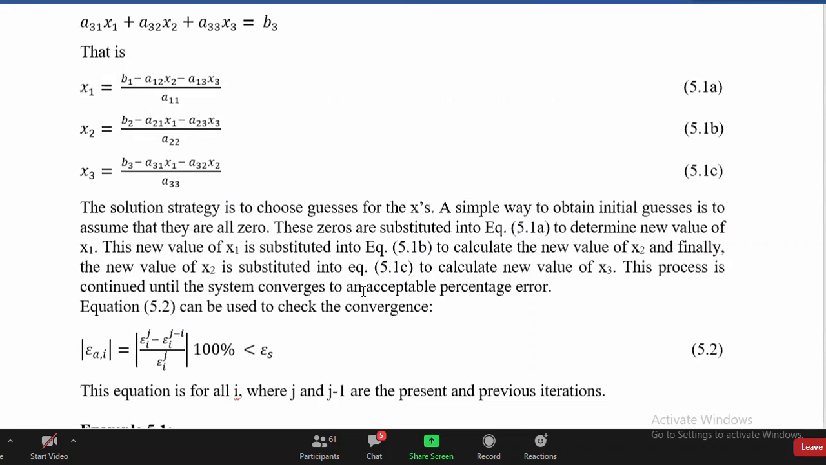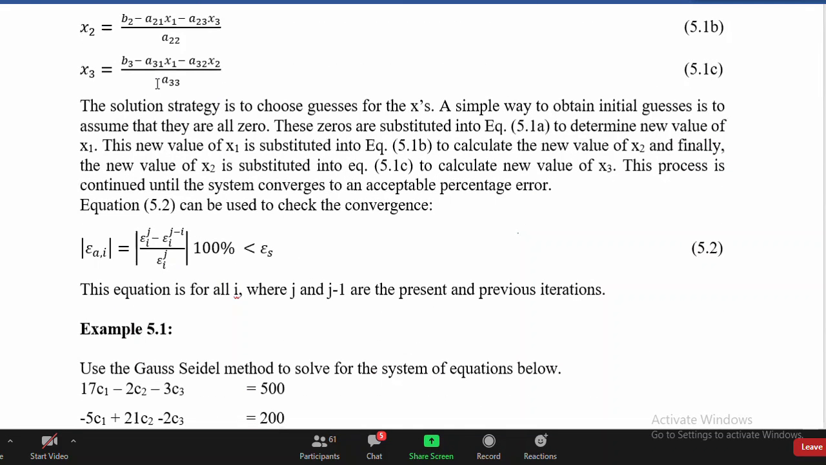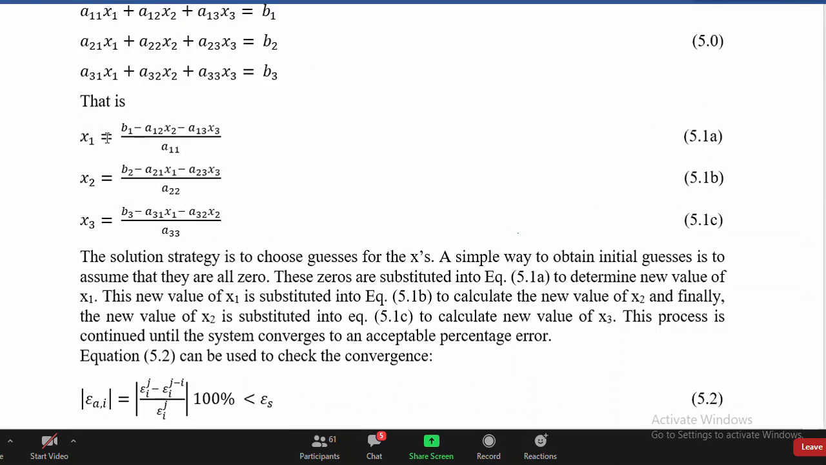So what is the strategy? We have a guess for the x, all of them. The simplest way is to make all of them 0. x1 equals x2 equals x3 equals 0. And then we calculate x1. To calculate x1, x2 will be 0, x3 will be 0, b1 divided by a11.